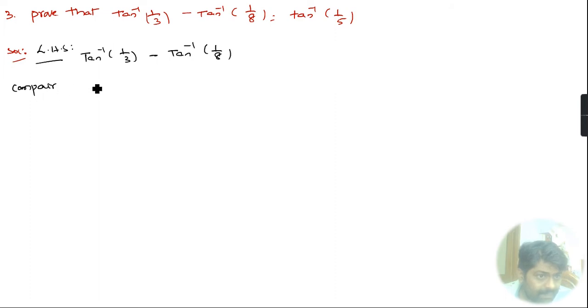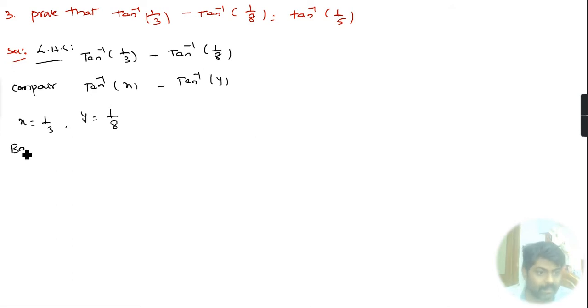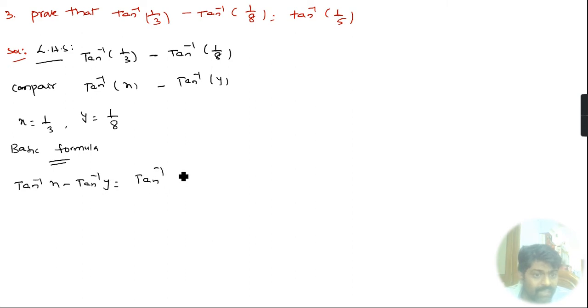So compare with tan inverse of x minus tan inverse of y. So what is x? We compare that x is equal to 1 by 3 and y is equal to 1 by 8. We know the basic formula. The basic formula is tan inverse x minus tan inverse y is equal to tan inverse of x minus y by 1 plus xy.